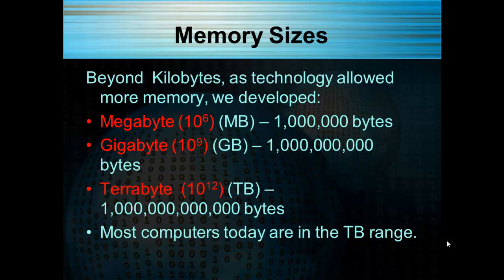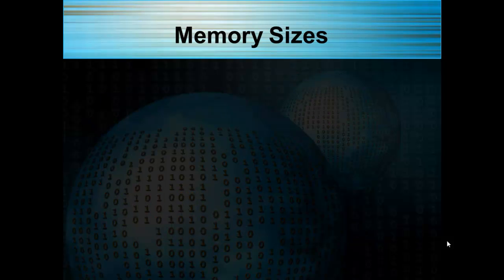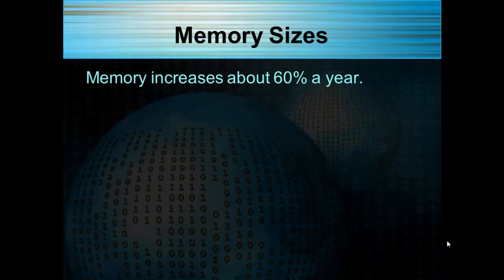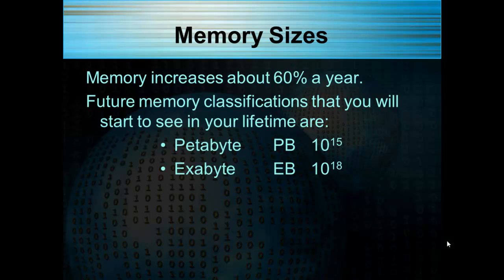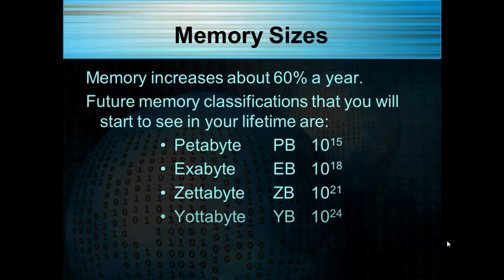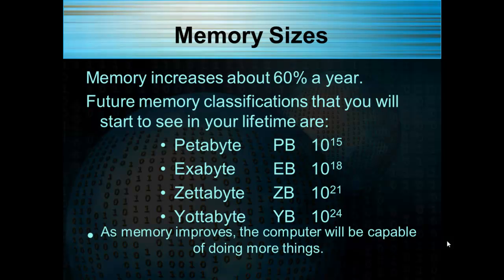However, it's believed that we're improving our memory each year by about 60%, so it won't be long before we start getting into other memory sizes. Future classifications that you'll start to see in your lifetime but will not be on the test are petabytes, exabytes, zettabytes, and yottabytes, which sounds a little Star Wars-like. But again, as the memory improves, the computer will be capable of doing other things. Another thing that we're going to talk about a little bit later down the road is the advent of fiber optics. And fiber optics is much, much faster than copper wire, which is probably coming to your home right now.